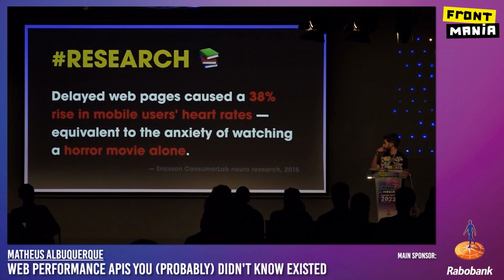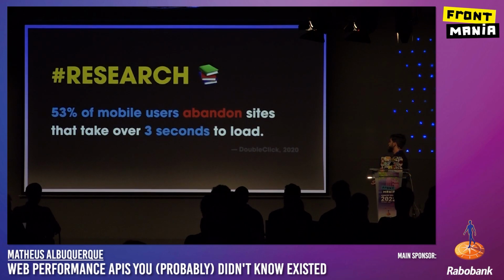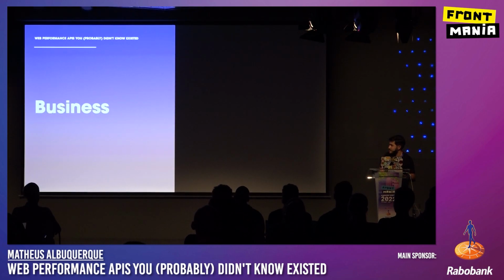And again, moving in time, this is one of my favorite ones, because they literally attached devices measuring people's heart rates, and they figured out that those delays were equivalent to the anxiety of watching a horror movie. So that's how bad performance impacts people. And they feel so impacted that they do abandon sites or apps because of those loading metrics. And all of this does drive businesses.